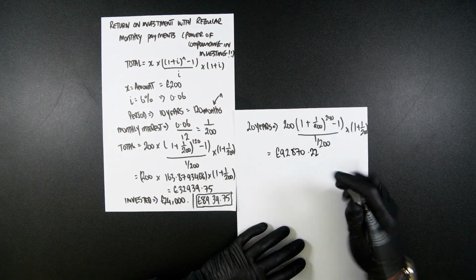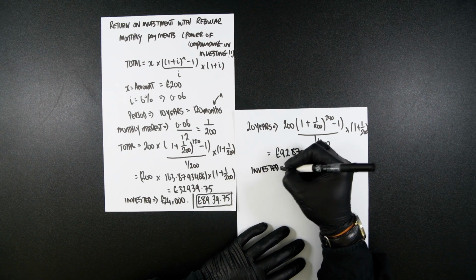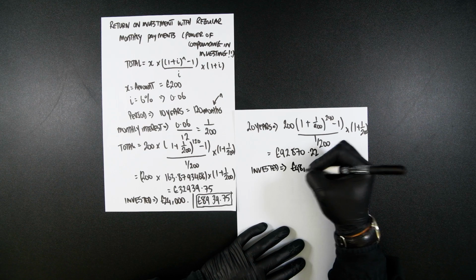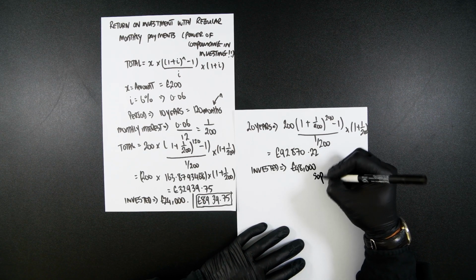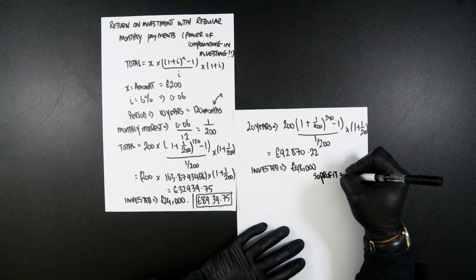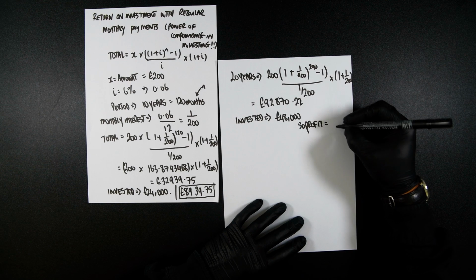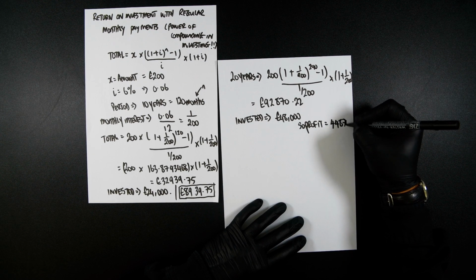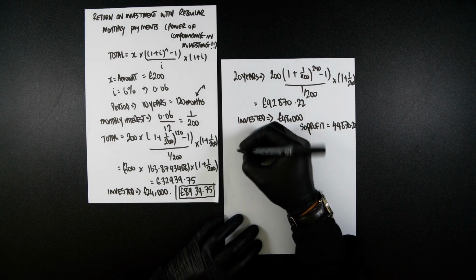92,870.22. In that period, you've invested 48,000. So the profit is 44,870.22. What about 40 years?